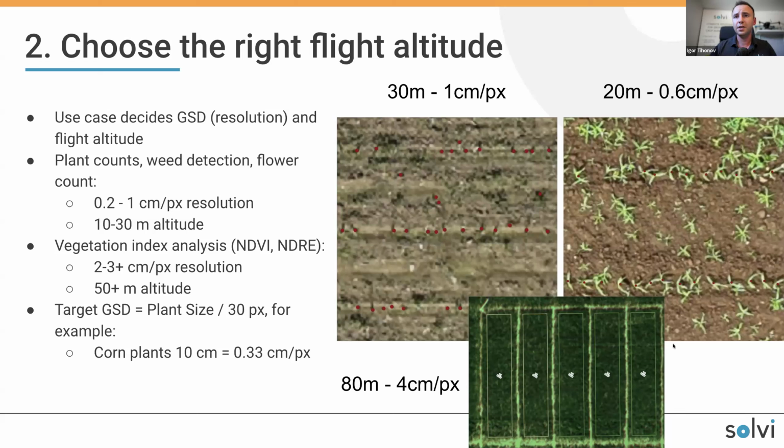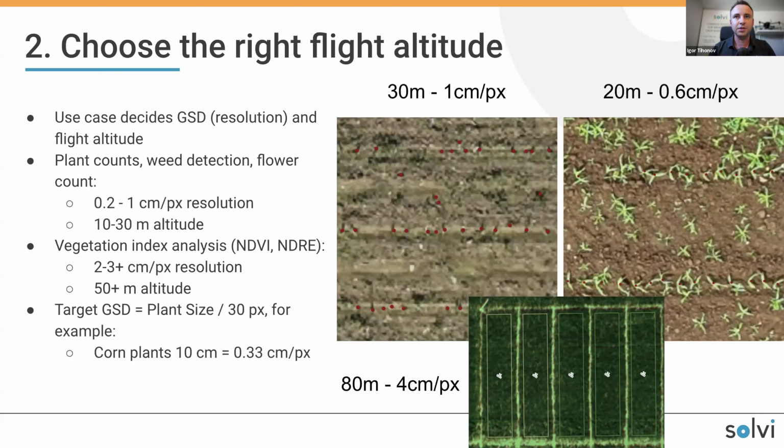Here on the right, we have two examples. On the left is an image with a corn trial at, I think, V2 growth stage, where the imagery was collected at 30 meters altitude, 1 centimeter per pixel resolution. And we can see that although counting algorithms manage to detect the plants, they also detect a lot of other stuff in between the rows.